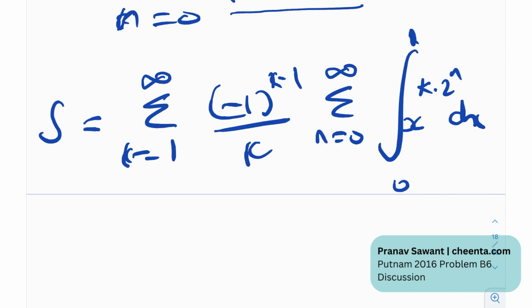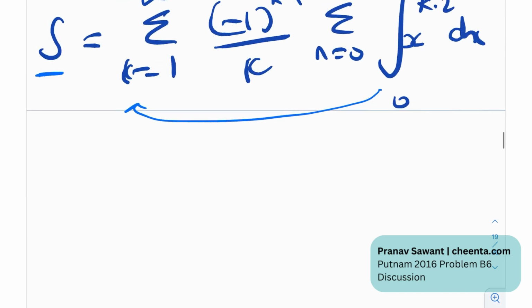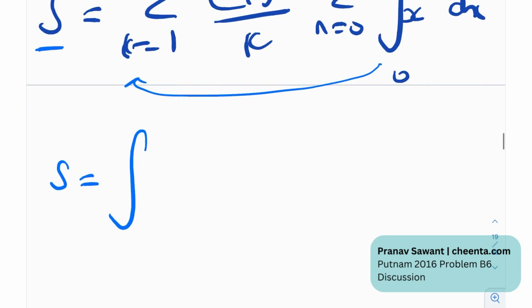Maybe we can do something about the integral. Actually, whenever the sum is convergent, you can bring this integral out over here. This is a good thing to know, and it is only true whenever the sum is convergent. But we know that it's convergent, so we can bring this integral out over here.